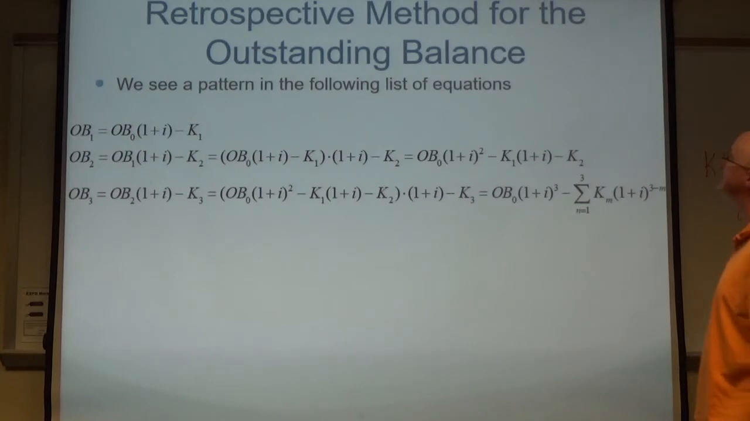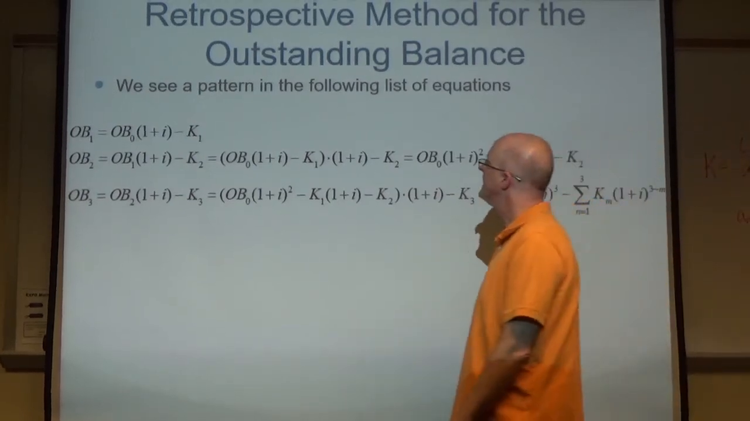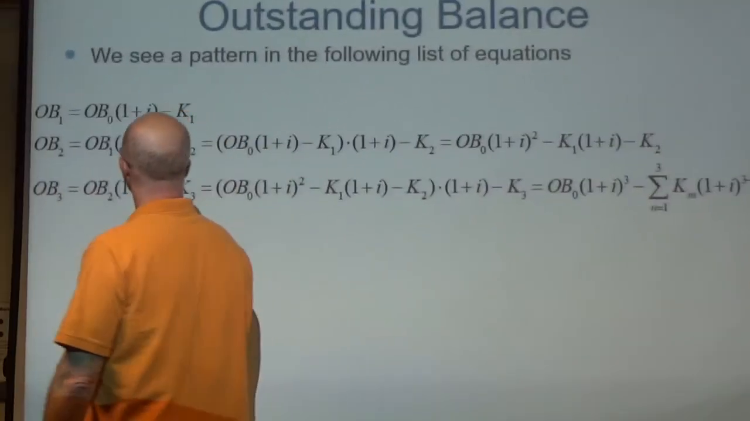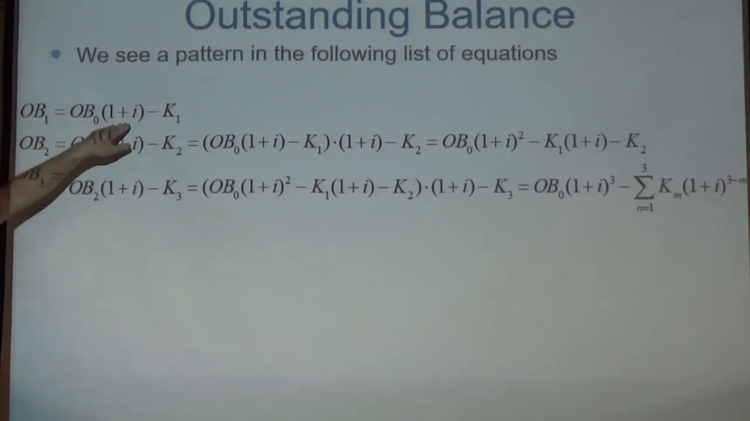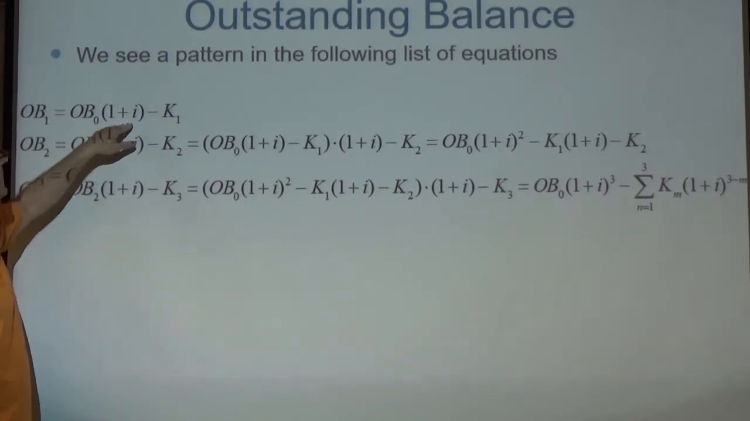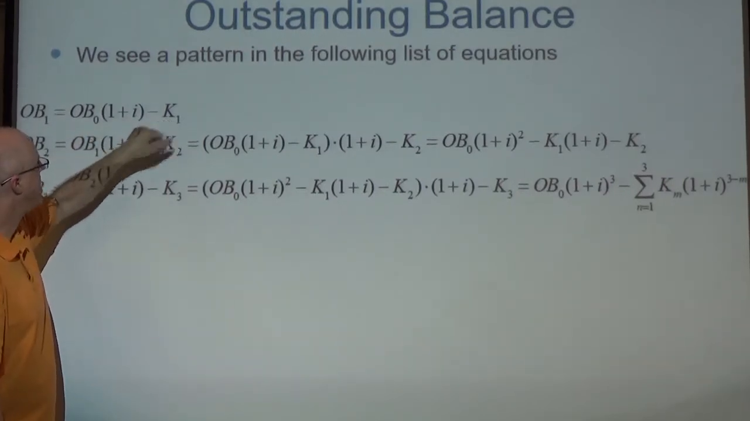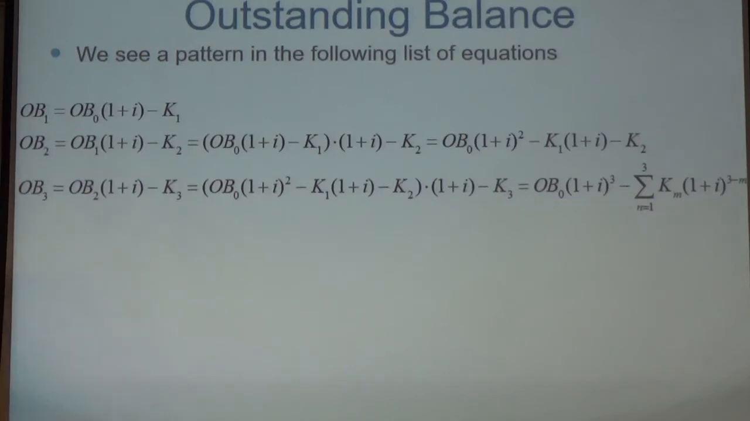To derive the retrospective method, you can write a sequence of equations for individual outstanding balances. I could have written it for OB4 as well, but I ran out of room. What you're looking for is a pattern, and it's just algebra going on here. OB1, the outstanding balance at time 1, is the original balance, the loan amount, promoted in time by 1 period by multiplying by 1 plus i. Subtract the payment at time 1, and that'll be your outstanding balance at time 1, right after that payment.